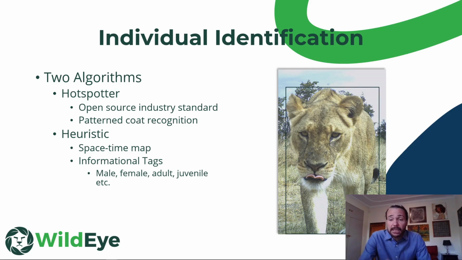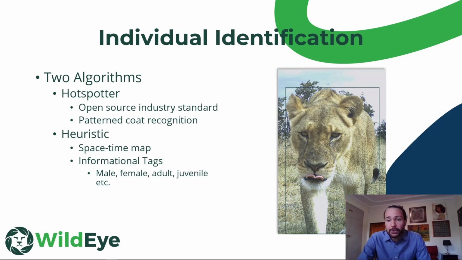So in terms of individual identification, I briefly touched on that earlier. In terms of AI, we've got an algorithm called Hotspotter. It's an open source algorithm, and it's sort of the industry standard. Basically it's pattern recognition, so especially for animals like leopards and zebra, which have very obvious and unique coat patterns, it performs really well.